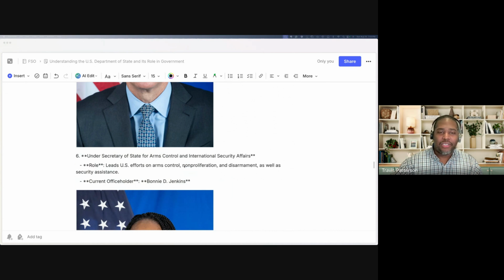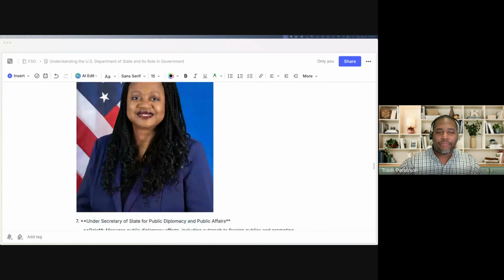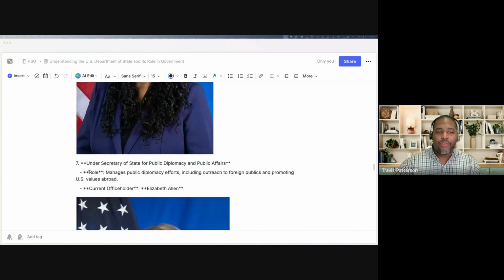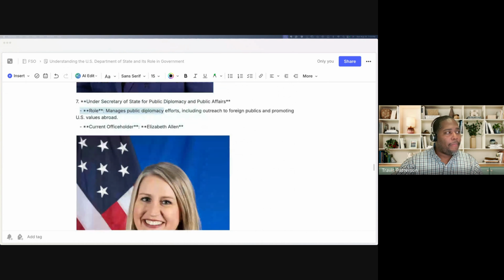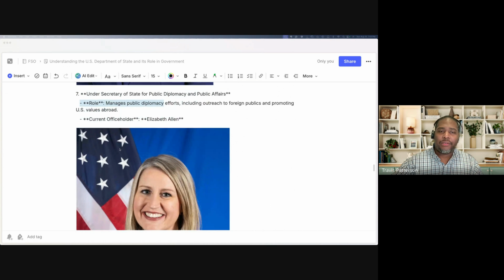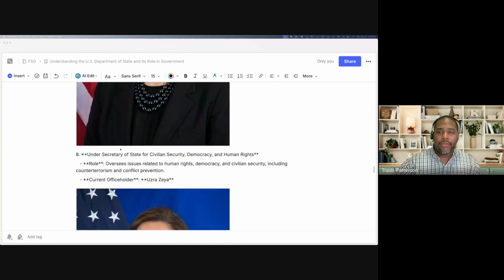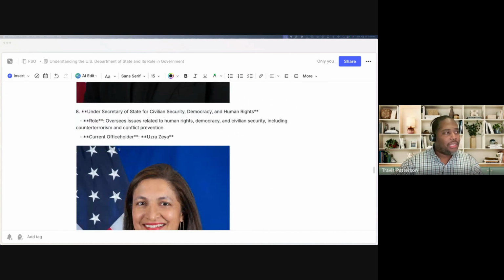Bonnie Jenkins, Undersecretary for Arms Control and International Security Affairs. And of course, I'm not reading it out loud, but you can read here to see what they do, which is really important if you're going to be working in those departments. Undersecretary for Public Diplomacy and Public Affairs, Elizabeth Allen. Just for the sake of time, that's the reason I'm not going over it. Well, I guess it's not going to take long for me to read the role as well.